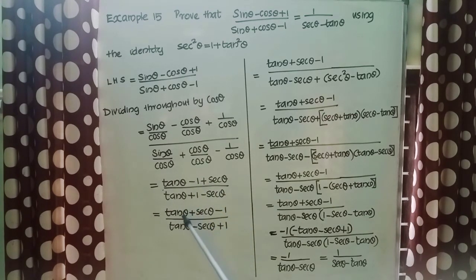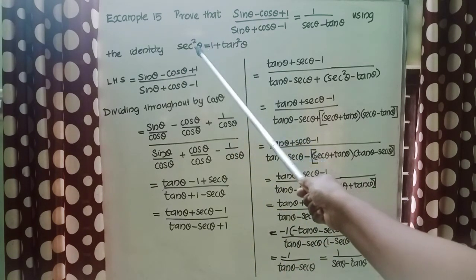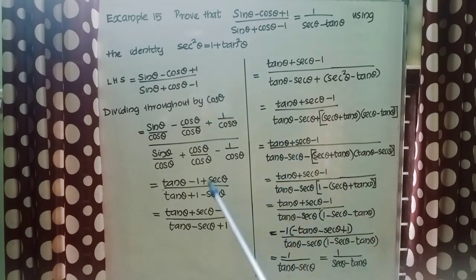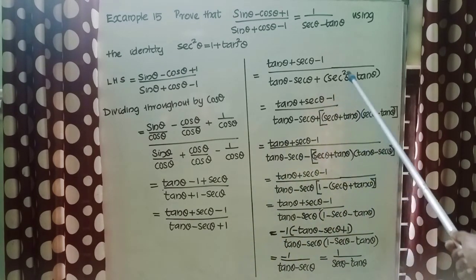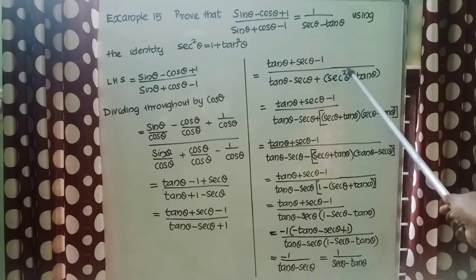That is equal to (tan theta plus sec theta minus 1) whole divided by (tan theta minus sec theta plus 1). Now we are going to use the identity 1 equal to sec square theta minus tan square theta. We are going to change the 1 in the position of the denominator, so we replace this 1 with sec square theta minus tan square theta.